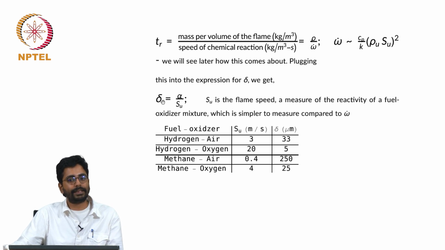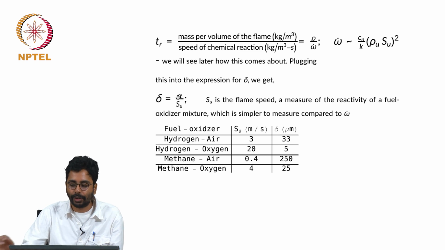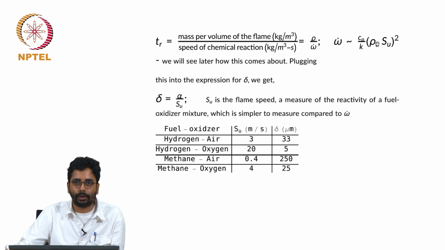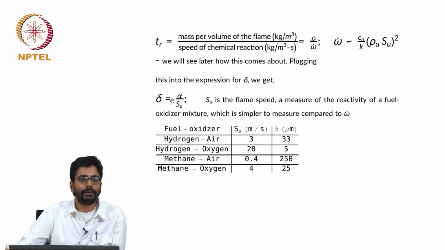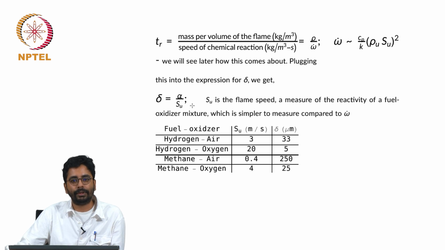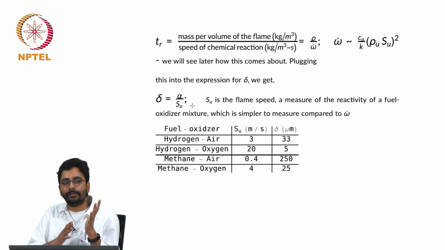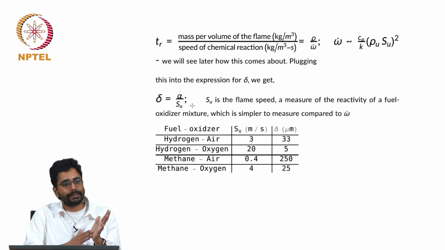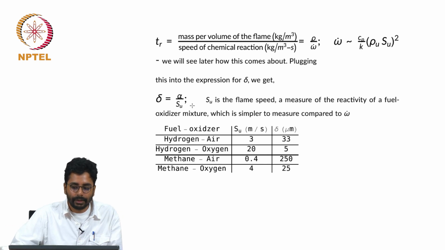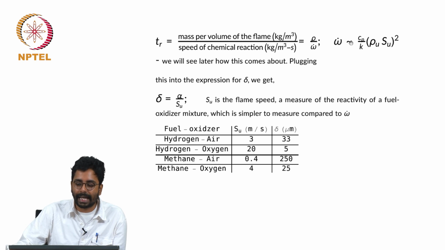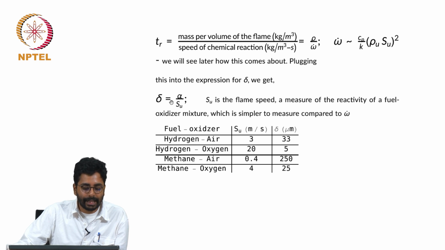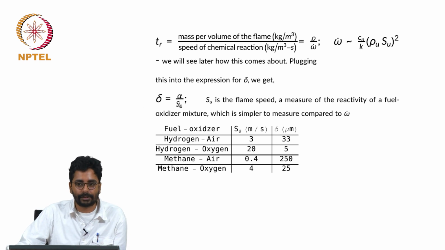Now, we can estimate the thickness. When you plug in the expression for omega dot into delta going as square root of alpha times the reaction time, you will find that delta goes as alpha over the flame speed. This is also something that is intuitive. The faster the burning, the faster the flame propagates, and the thinner the reaction zone. So, two things I want to reiterate: the reaction rate is higher when the flame speed is higher, and the reaction zone thickness is smaller for higher flame speeds.